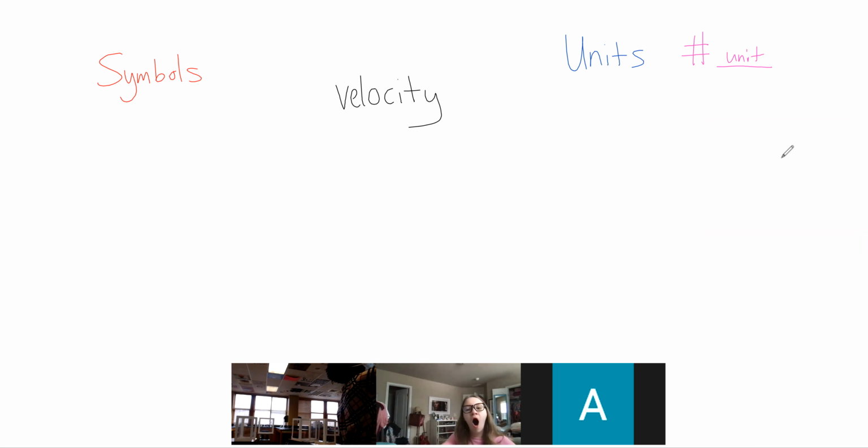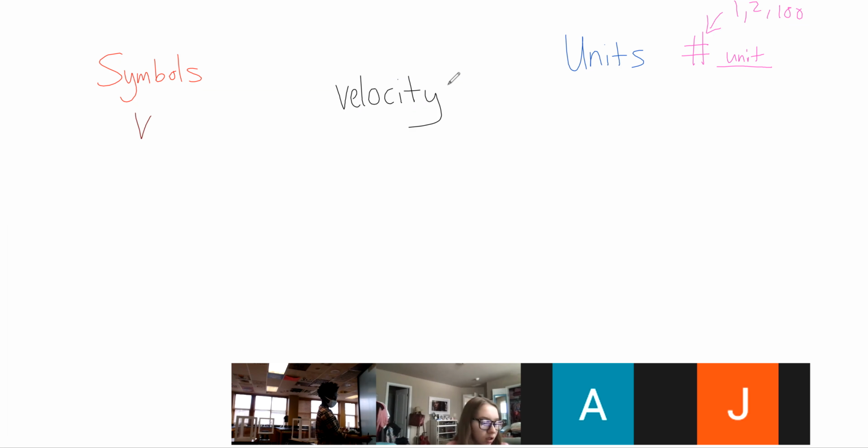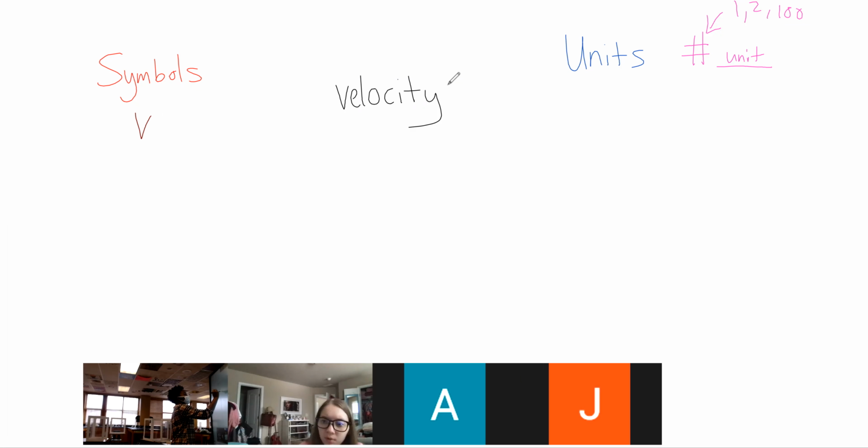This represents a number, okay? So like 1, 2,000, something like that, okay? So for velocity, what would be the symbol for velocity? In other words, if you looked at an equation, what letter would you see? Yeah, you would see a V. Maybe you can even see Vi or Vf, okay? But the V definitely tells us it's a symbol.